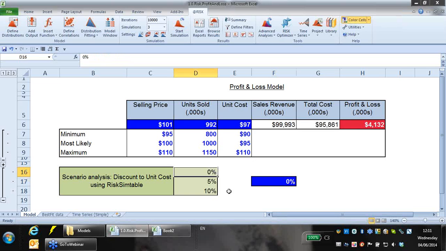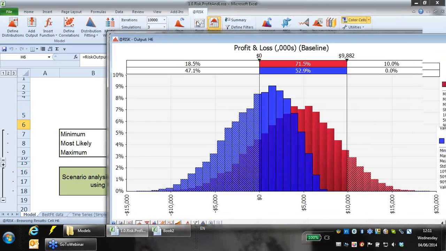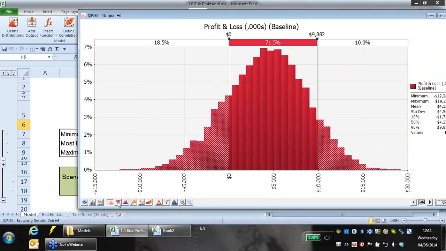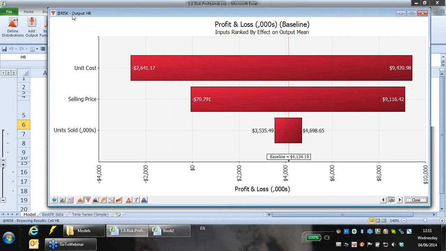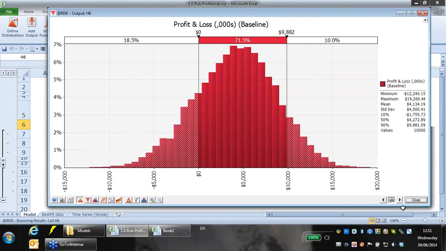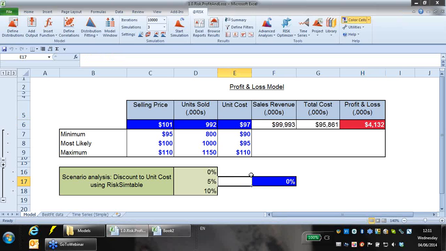So why am I doing that? You might rightfully ask at this point. The reason I'm doing this is because when we ran the original simulation, let's just show the baseline scenario, and we looked at the tornado diagram, the unit cost was the key driver here, the thing which we thought was the most important. And so I wanted to show what would happen in the event that we could somehow secure a discount to our unit cost.